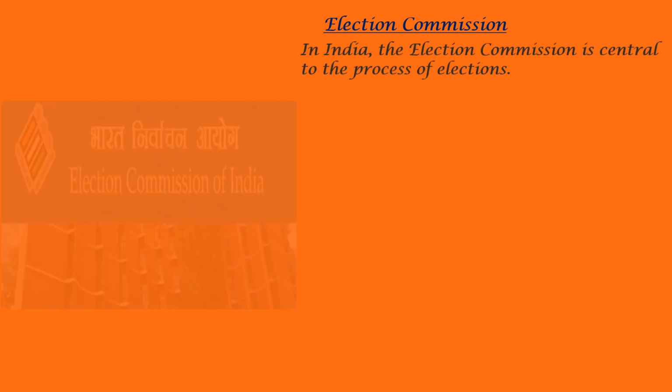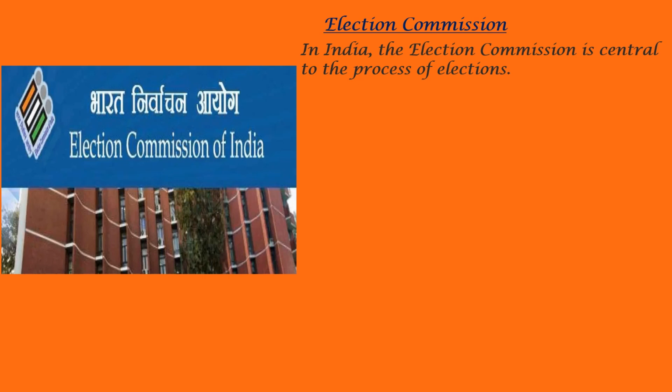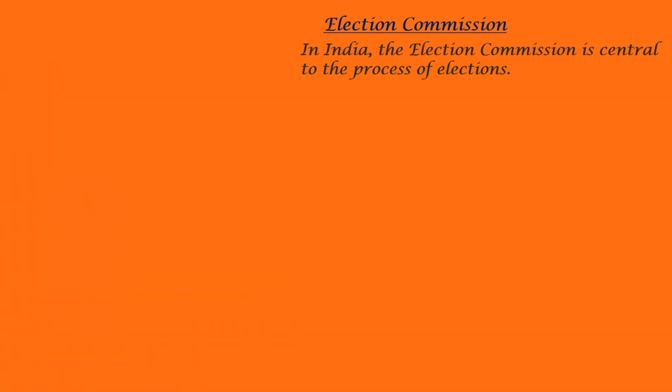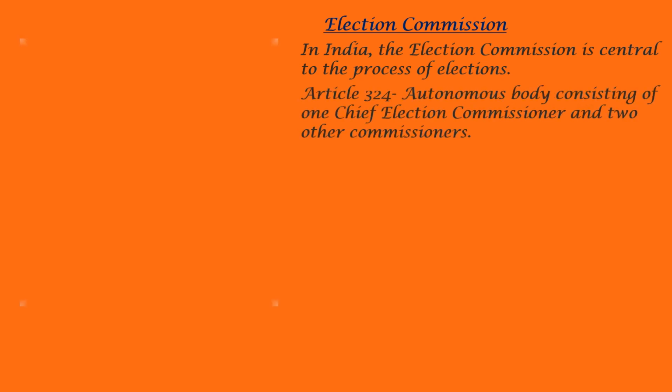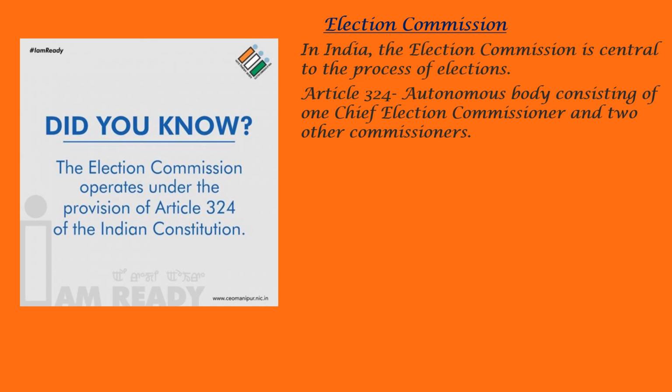In India, the Election Commission is central, that is, important to the process of elections. The Indian Constitution has a number of articles. Among these, Article 324 has established this autonomous body which consists of one Chief Election Commissioner and two other commissioners. Now, autonomous body means it is independent and it is not under the control of any power or government. It is free to take its decisions without any pressure from the government. It is a body that functions impartially so that justice can be achieved during elections.